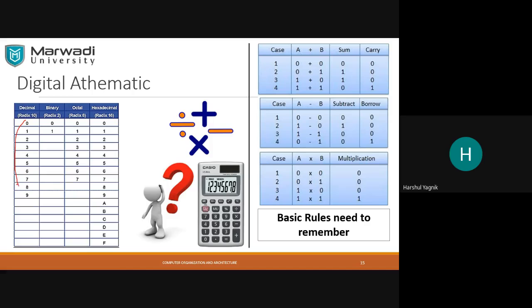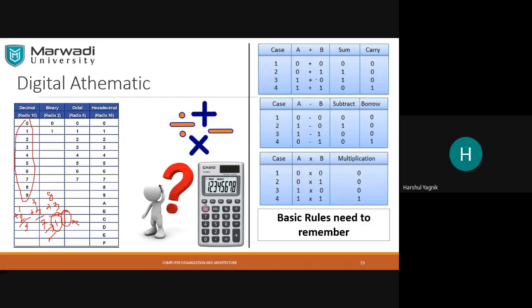Now consider our regular decimal system. When we perform addition, 1 plus 2, the answer is 3. 3 plus 4, the answer is 7. Suppose we add 8 plus 3, the answer is 11. Here, the digit 1 has a decimal place of 10 raised to 0, and this other digit 1 has a decimal place of 10 raised to 1. So this we can consider carry.